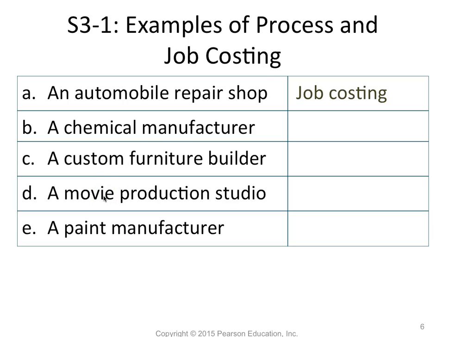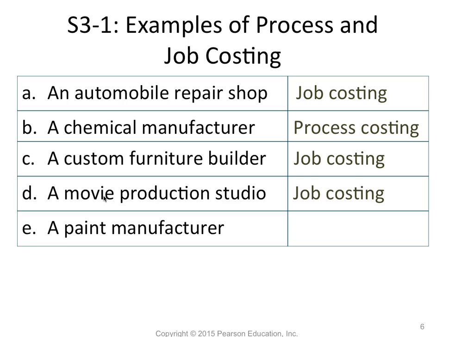And chemical manufacturers, they make chemicals, and mostly they are in mass production, so it'll be, sorry, not indirect, a process costing. And a custom furniture builder, of course, is job costing. A movie production studio, what do you think? It should be job costing because they are making different movies, and the different movies will cost very, very differently. So it'll be job costing. A paint manufacturer is mass production, it's process costing.